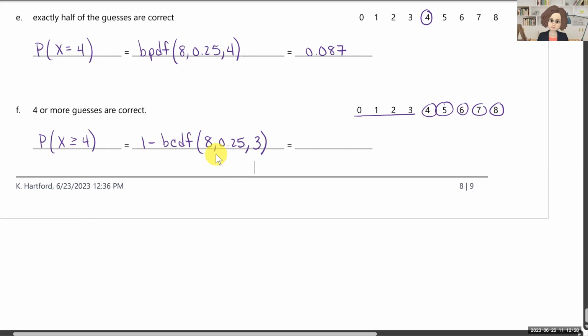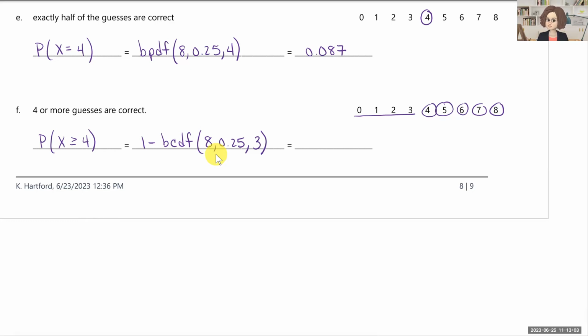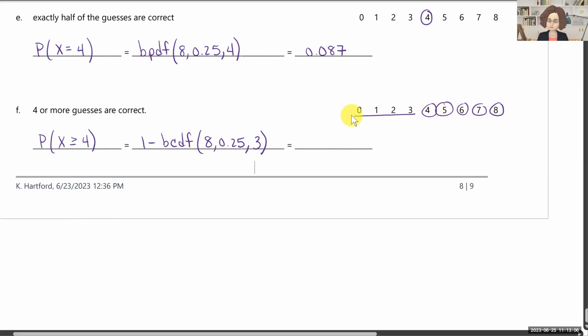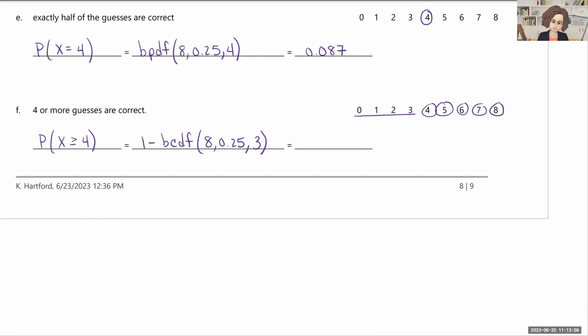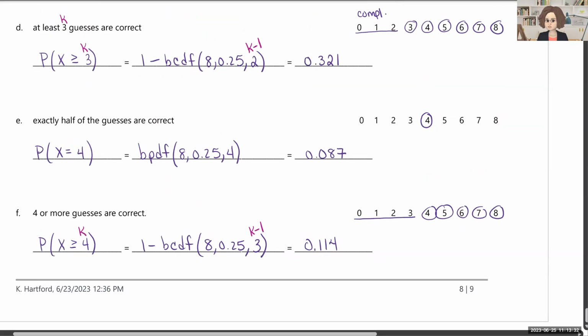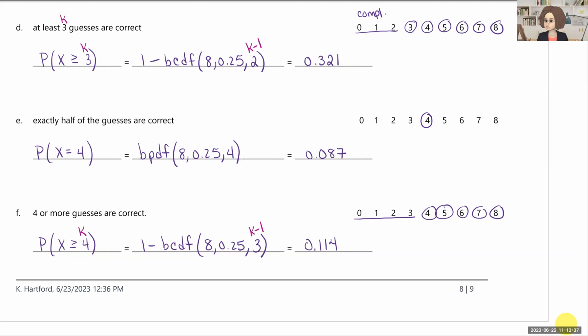All right, so you don't have to use my template using the letter K if you're understanding it, and hopefully the visual helps here. But just to put in the K again, so for 4 or more correct, so more than or equal to 4, the complement always ends at the number before K, or K minus 1, and then that answer will be 0.114. All right, and hopefully that's a good review there of the various cases using your binomial functions on your calculator.